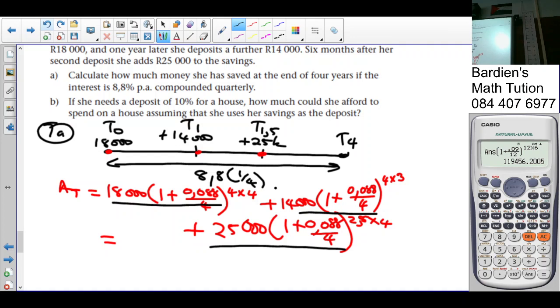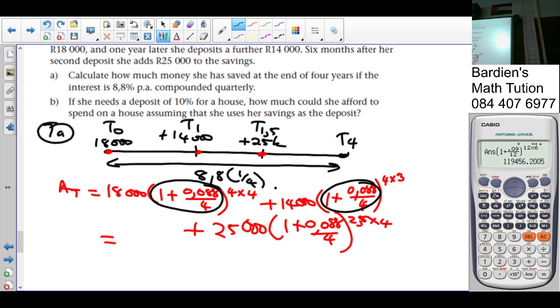What is the same? The brackets are the same, not so? All of that is the same. And you put in the calculator every time, open brackets 1 plus 0,088 over 4. Next term again the same thing. Next term the same. So what I do is I replace this product, the interest factor here, into the calculator.